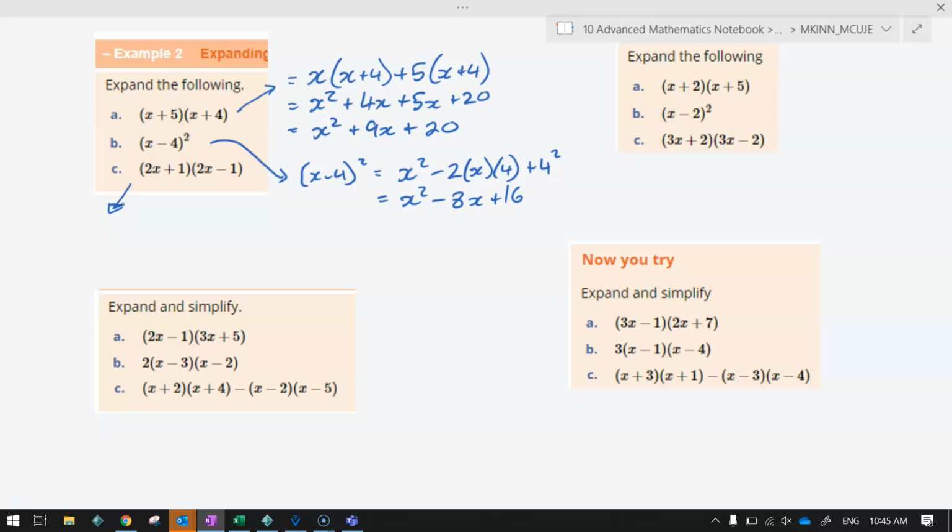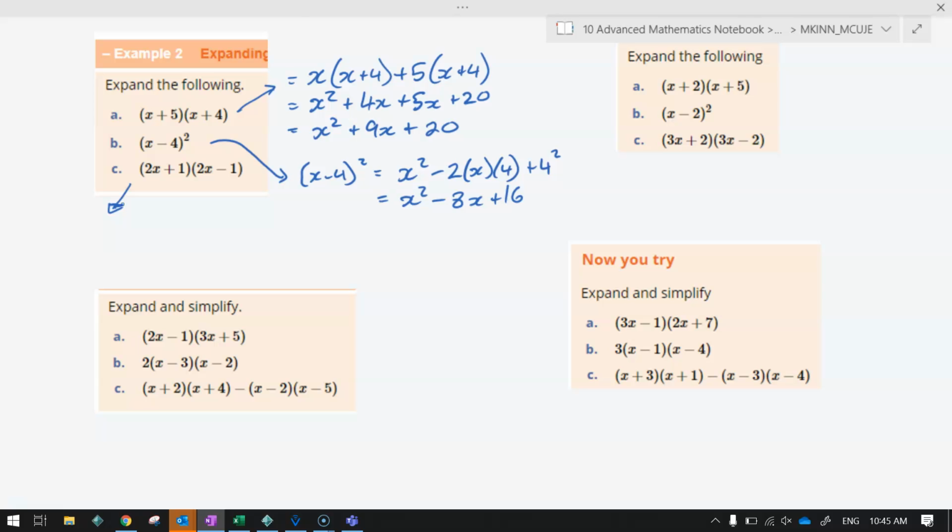Your favorite rule is the difference of 2 squares because it saves you more time than any other rule between now and when you finish school. You're going to use it in trigonometry. You're going to use it in complex numbers. You're going to use it when you're completing the square. You're going to use it when we put quadratics in turning point form. We're going to use it all the time.